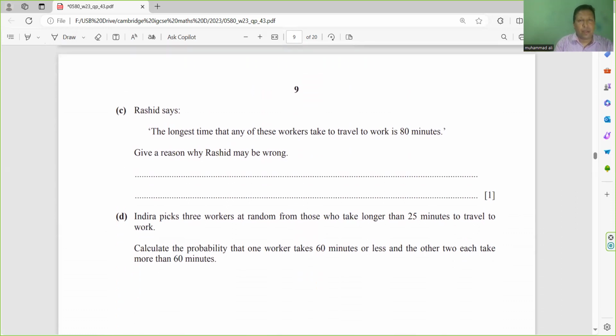Part C: Rashid says the longest time that any of these workers take to travel to work is 80 minutes. Give a reason why Rashid may be wrong. Rashid is wrong because the exact values are not known.